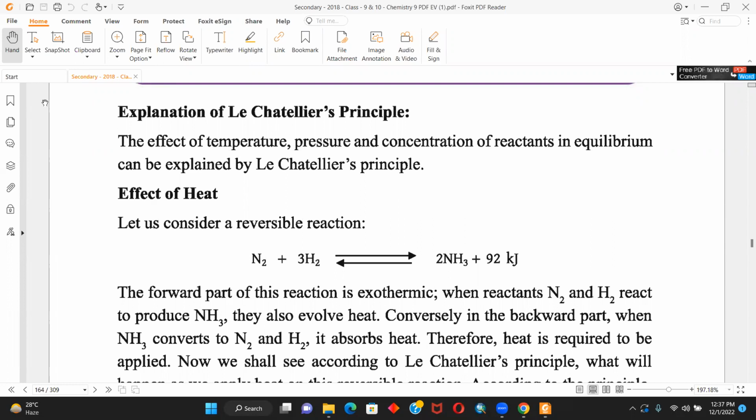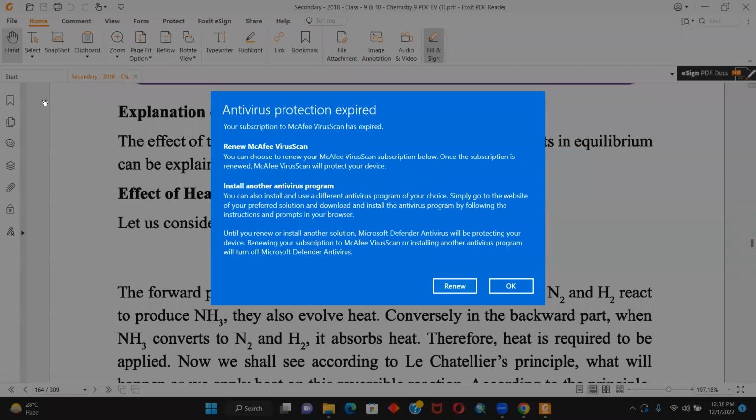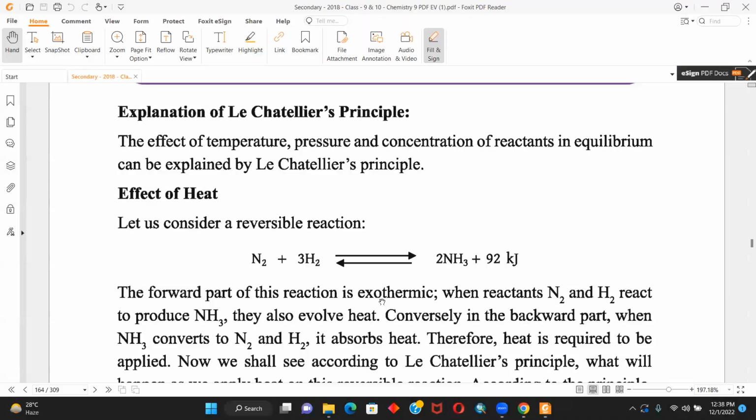Yesterday we started a little bit of Le Chatelier's principle, right? And we learned what the equilibrium state of a particular reaction is. We learned that the equilibrium state occurs in a both-sided reaction, and the equilibrium state is a dynamic state. In this state, the reaction does not stop. And there are three principles for Le Chatelier's principle, and we learned the first one, that is for the effect of heat.